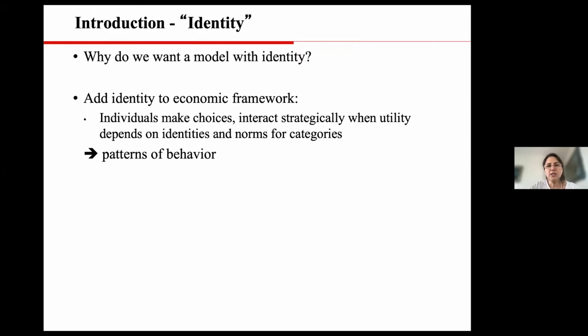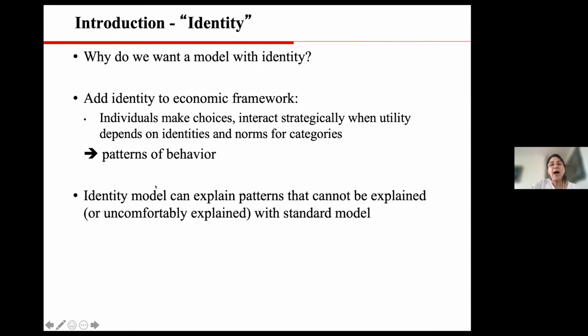So when we add identity to an economic framework, as you will see, I hope I'll convince you throughout the lecture, that when individuals make choices and interact strategically, when utility depends on these identities and the norms for a category, we're going to see patterns of behavior. Remember, patterns as in inequality, right? A pattern of behavior or an economic outcome. And in particular, an identity model might be able to explain patterns that cannot be explained with a standard model, or perhaps are uncomfortably explained by a standard model.